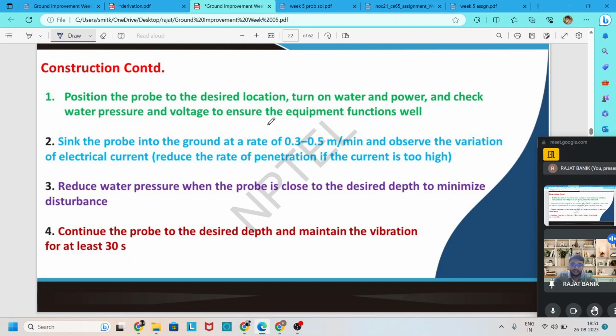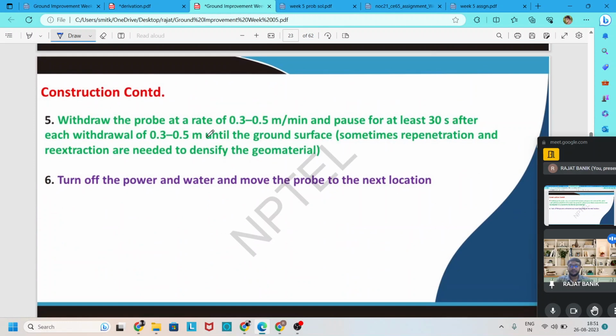During this high energy, we apply the ground, and after reaching the certain targeted point, we stop the water pressure or reduce the water pressure and give some time, like 30 seconds to 40 seconds, to maintain the vibration at that targeted point and improve the ground. Okay, so moving to the next slide.